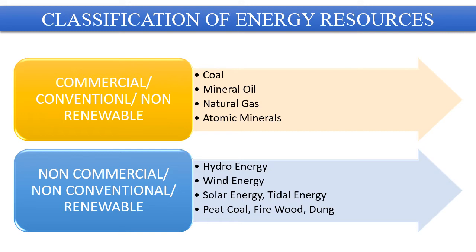The hydro energy, that is the water energy, the wind energy, solar energy, tidal energy, all of these are non-commercial, non-conventional resources, while pit coal, firewood, and dung, that is the cow dung, are the renewable energy resources. Let us discuss them in detail one by one.